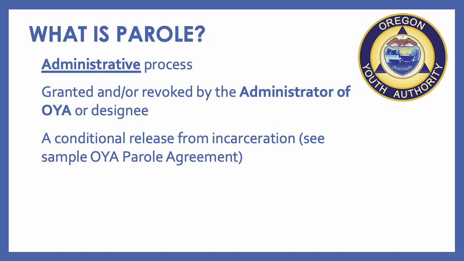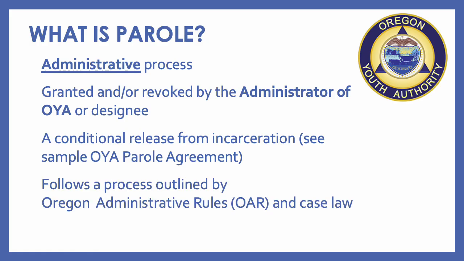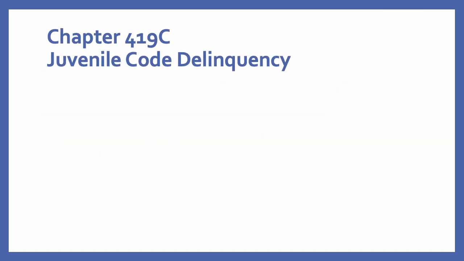Once a youth has been committed to a youth correctional facility, when they are allowed to get out of the facility, they are released on parole. Parole follows a process outlined by Oregon administrative rules and case law. 419C continued, the Juvenile Code, delinquency. This is regarding the Oregon Youth Authority.